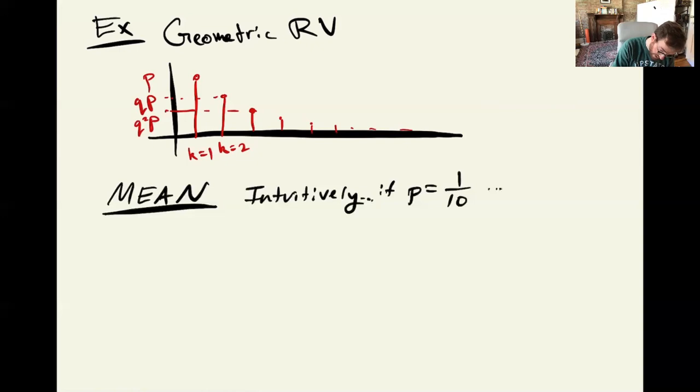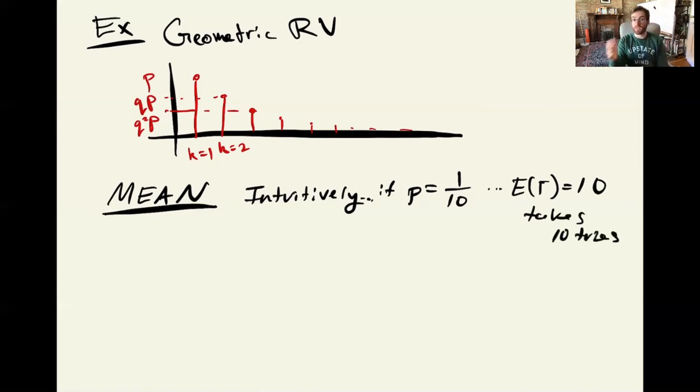Well, you could say that the expectation of T should be 10. So it takes 10 tries on average to have your first success, which sort of goes way out here. That's our expectation of my geometric random variable T.